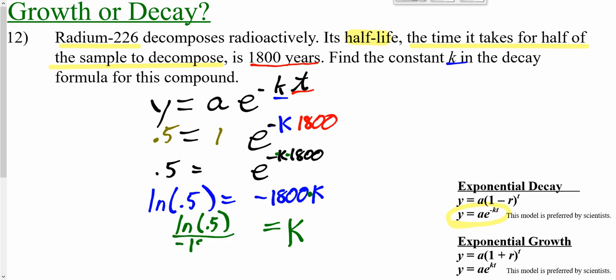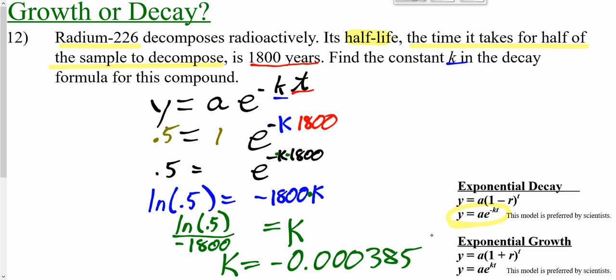divided by -1800. And then you can just type that into your handy-dandy calculator, go natural log, 0.5, close your parenthesis, divided by -1800, and then you would end up getting k to be approximately -0.000385. A lot of times we don't have that many decimals, but we had so many zeros here before we got to any other normal numbers, so that's why I went farther out.